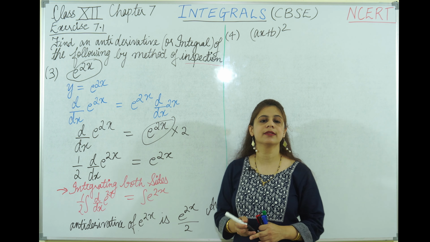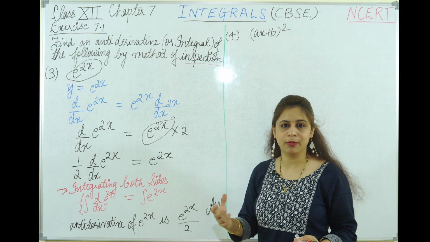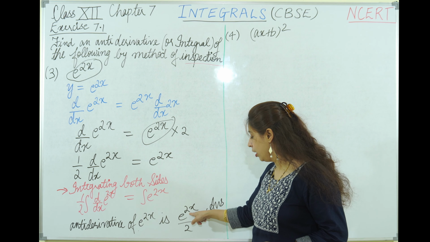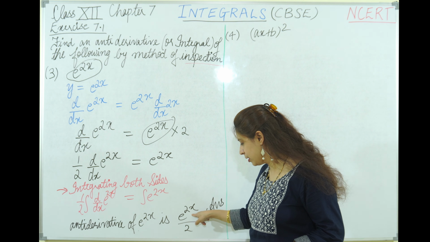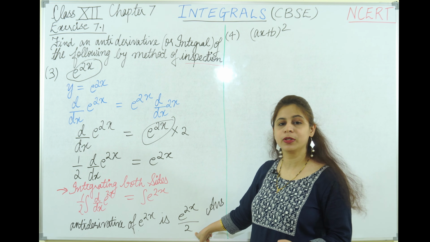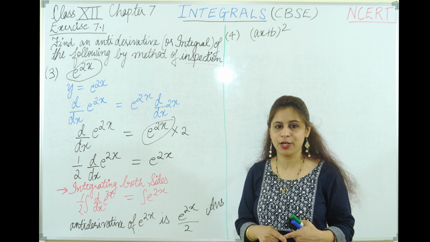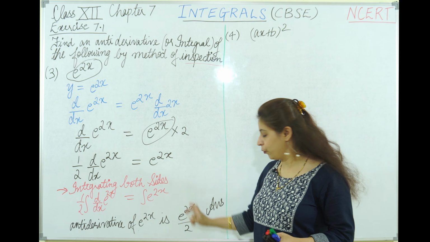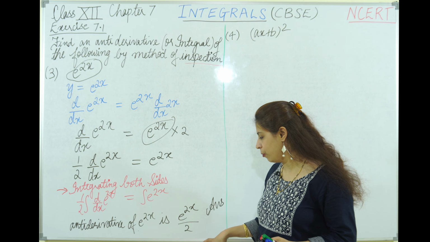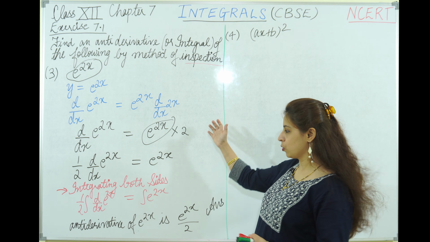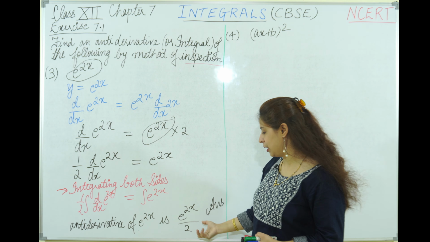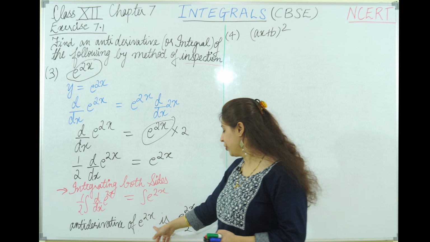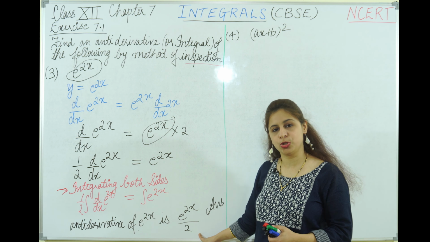For the direct method, it is clear that whenever we integrate any exponential function, it remains the same, and whatever is the coefficient of x comes with division. But in the case of derivation, it comes with multiplication, as we have seen here. So we can apply this formula directly also in later questions, but this question was of inspection. With the help of inspection, it is clear that the antiderivative or the integral of e to the power 2x is e to the power 2x upon 2 as my answer.